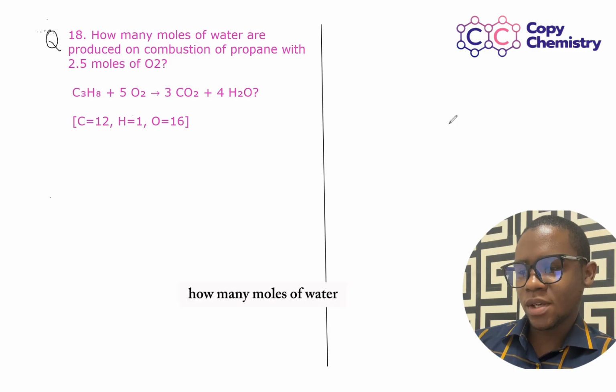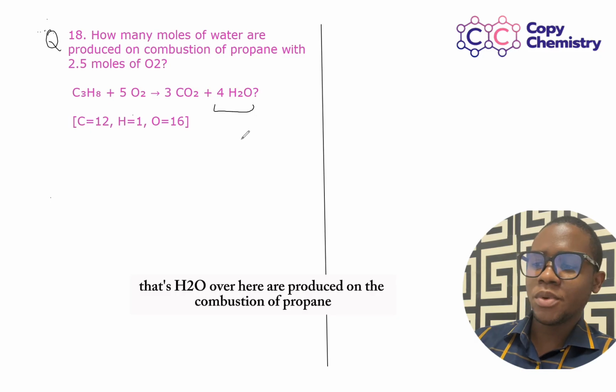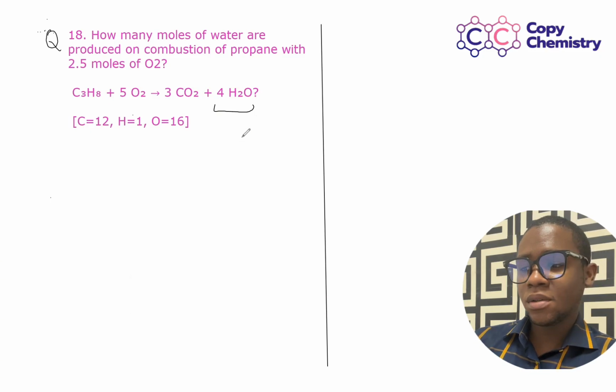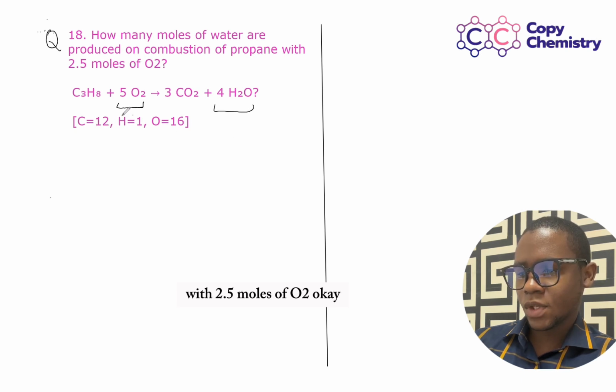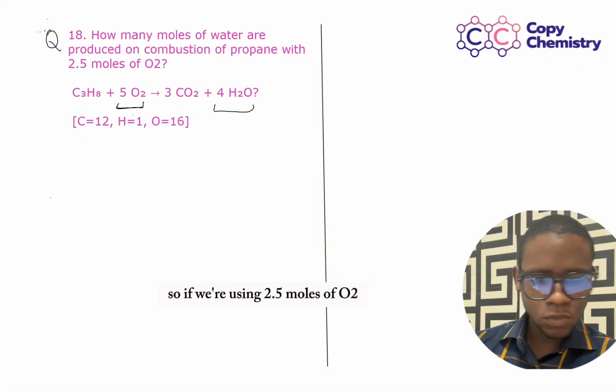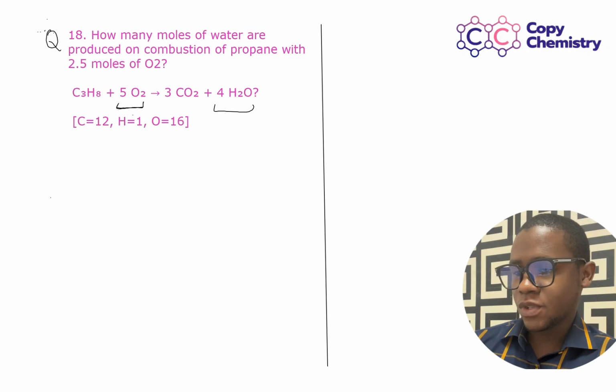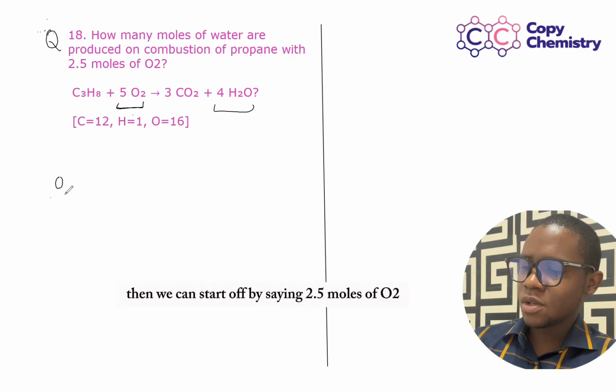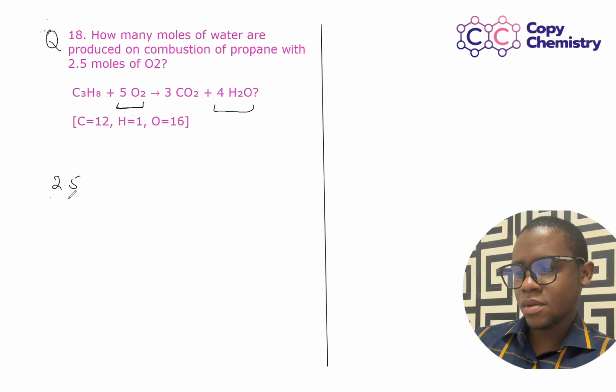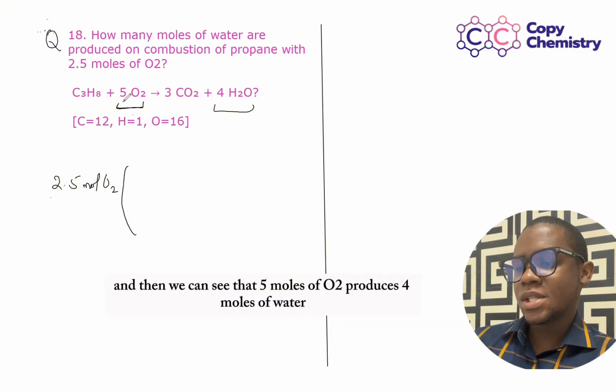How many moles of water, that's H2O over here, are produced on the combustion of propane with 2.5 moles of O2. Okay, so if we're using 2.5 moles of O2, all of it, the whole 2.5 moles of O2, then we can start by saying 2.5 moles of O2, we'll open a bracket here, and then we can see that 5 moles of O2 produces 4 moles of water.